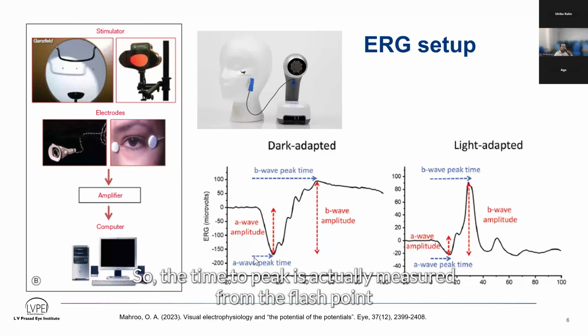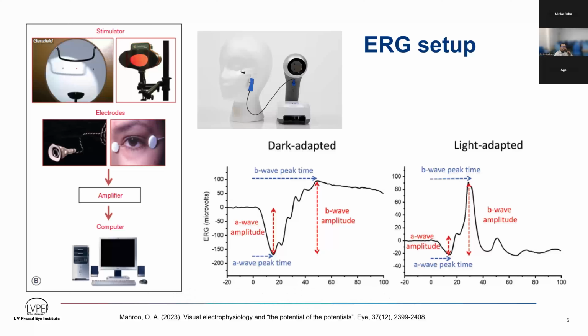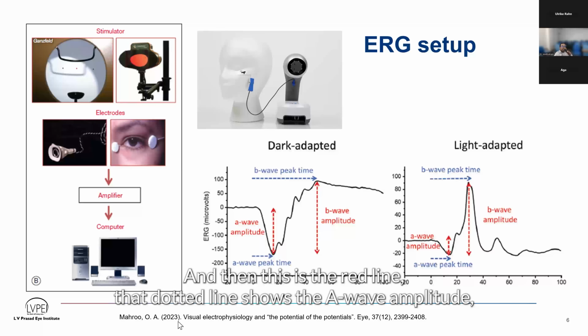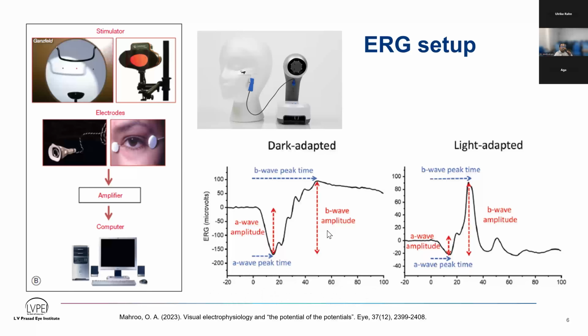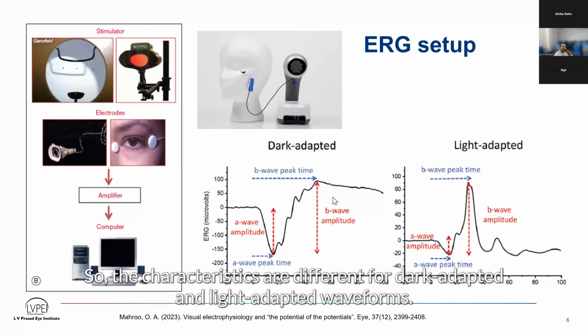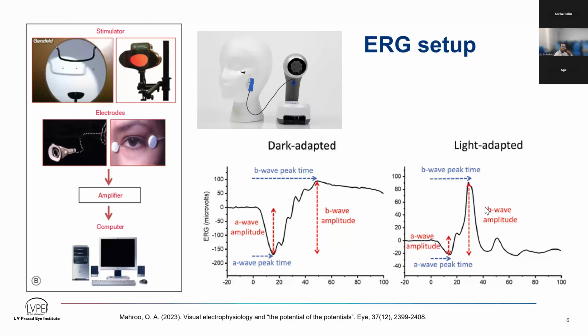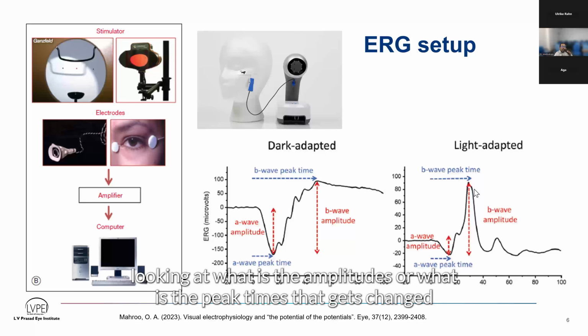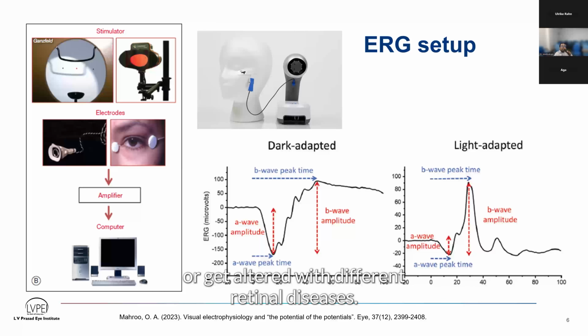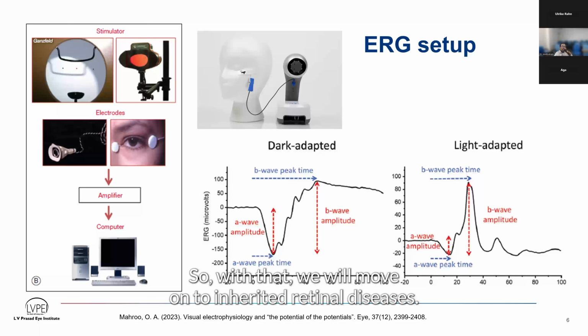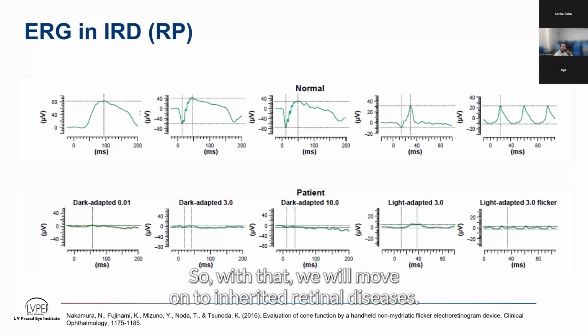So the time to peak is measured from the flash point, where the light is turned on, and then the red dotted line shows the A wave amplitude, and similarly for the B wave as well. So the characteristics are different for dark adapted and light adapted waveforms. Today we will be focusing more on the light adapted aspects, looking at what amplitudes or peak times get altered with different retinal diseases. So with that, we will move on to inherited retinal diseases.